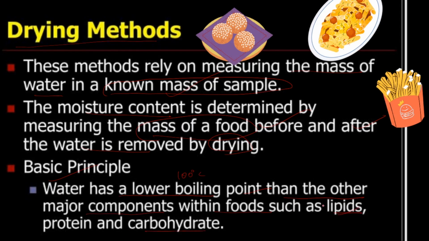In lipids we have the boiling point that is around 173 degrees to 227 degrees centigrade, whereas proteins the boiling point is around 542, that is for tryptophan. For carbohydrates we have 182 to 160 degrees centigrade boiling point, and because of the lower boiling point, water evaporates fast. So by drying method we can remove the water.